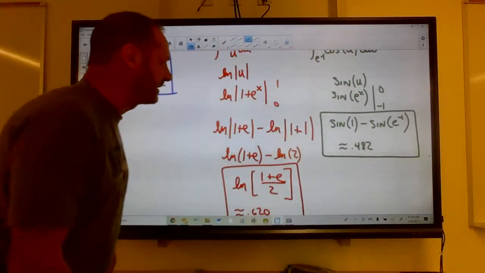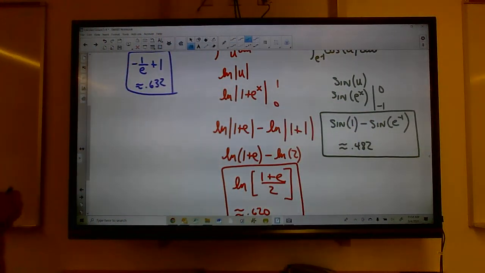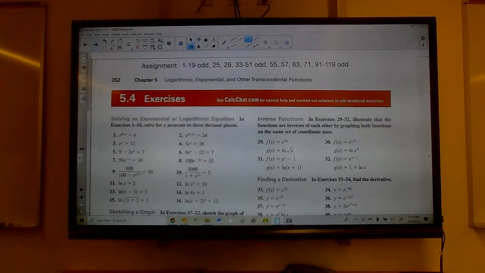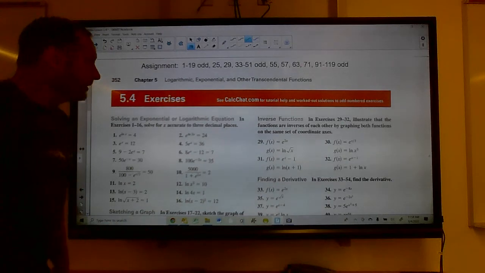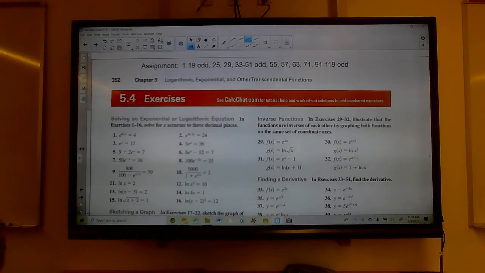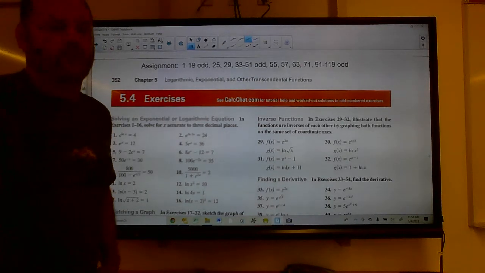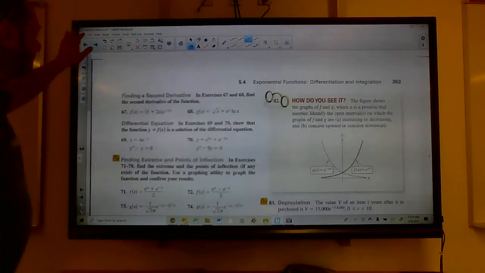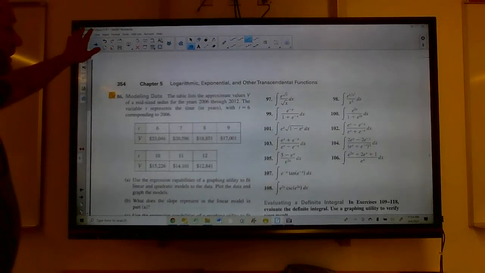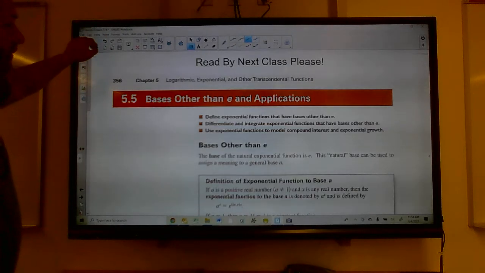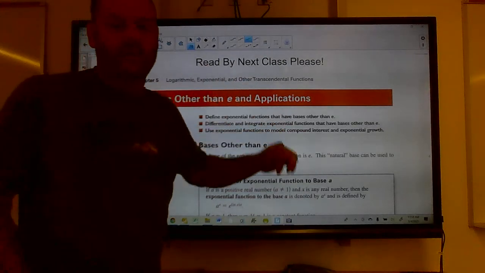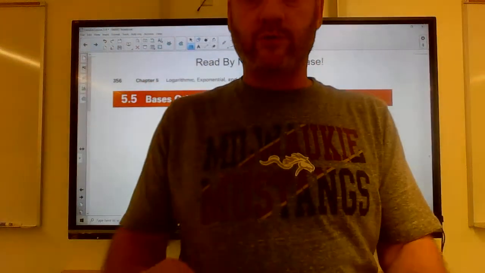So this stuff is not particularly difficult. You just got to kind of make sure that you're not making careless mistakes. Okay, here you go. Here's your assignment. There's quite a few problems on there, but a lot of these go pretty quickly. And read the next lesson by next class. And I will talk with you guys later.